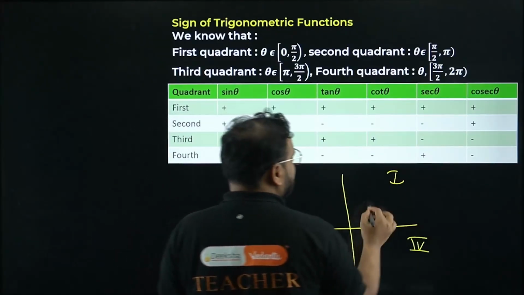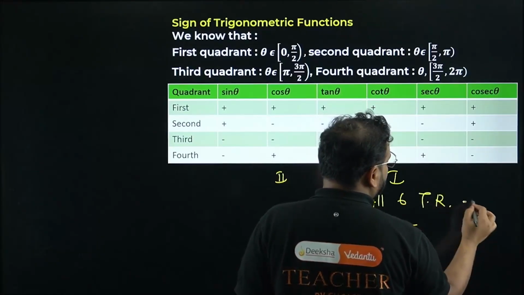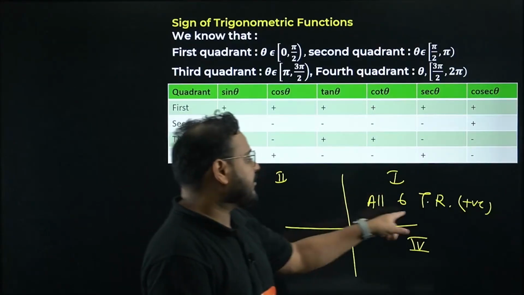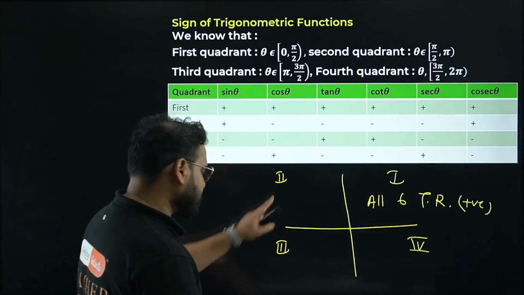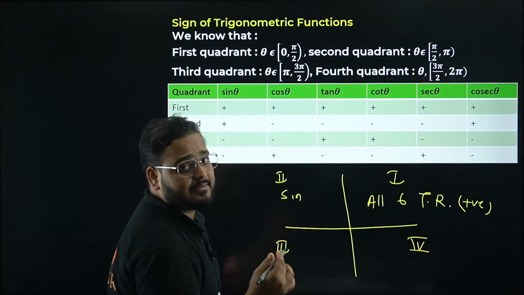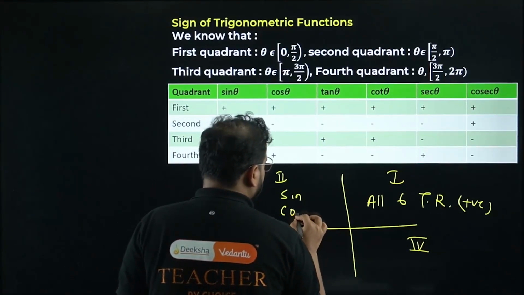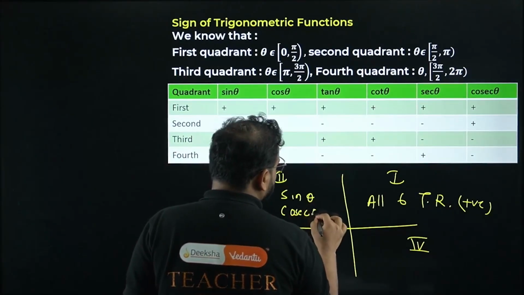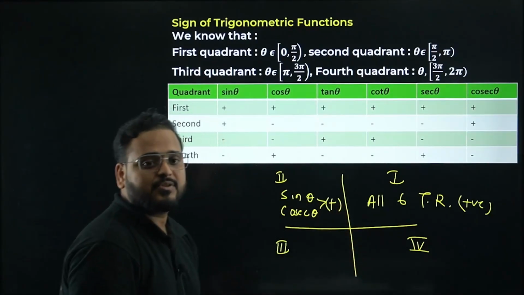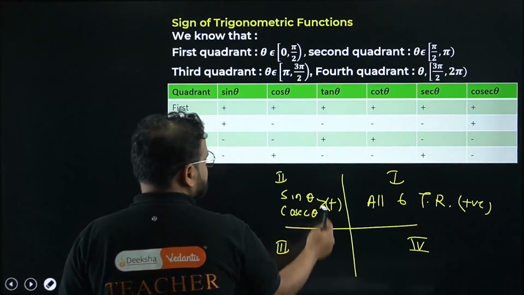In the first quadrant, you'll have all 6 trigonometric ratios positive. In the case of the second quadrant, you'll have only sine and the reciprocal of sine, which is cosec. Only this will be positive, sir. Excuse me, this looks confusing, I'll just erase this.